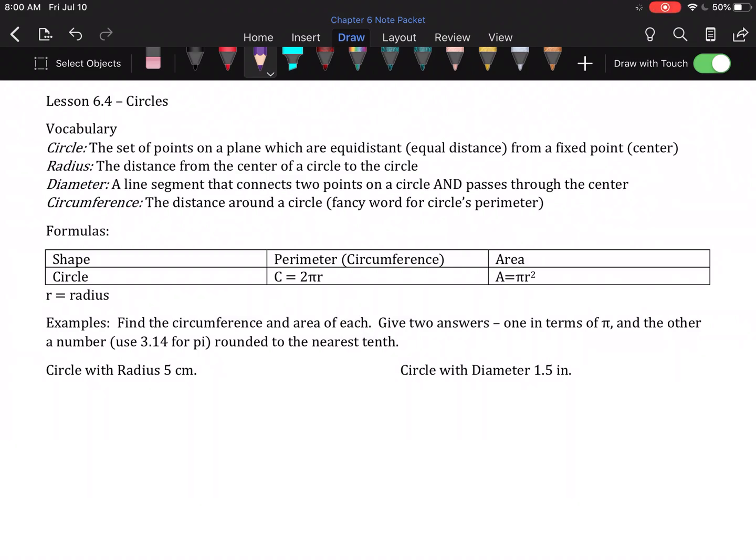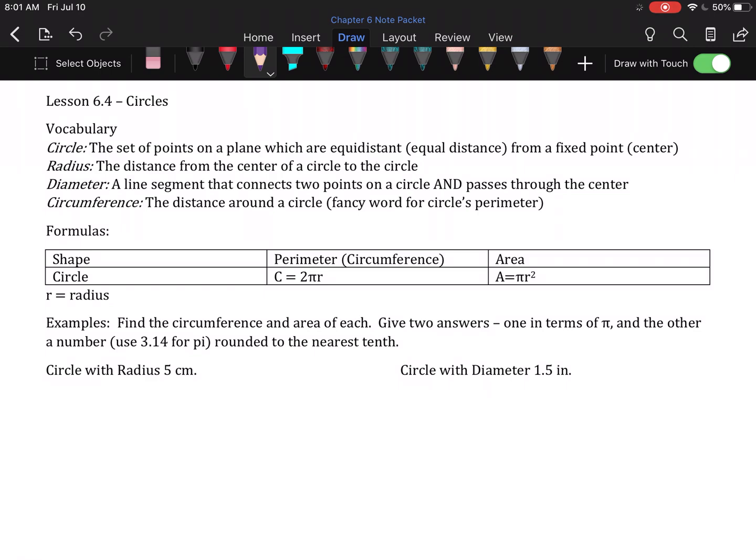The next shape we're going to look at is a circle. So some quick vocabulary. A circle is the set of points on a plane which are equidistant, equal distance, from a fixed point called the center. The radius of a circle is the distance from the center to the edge.